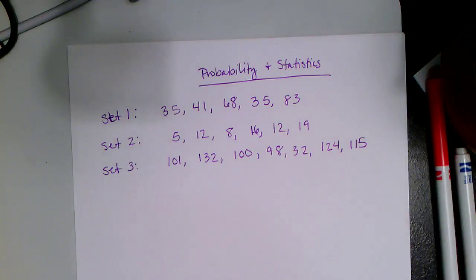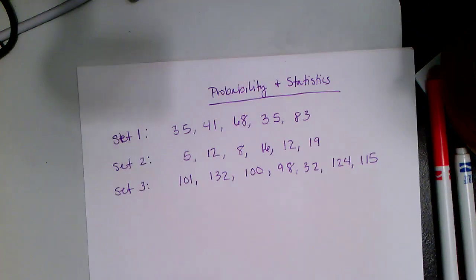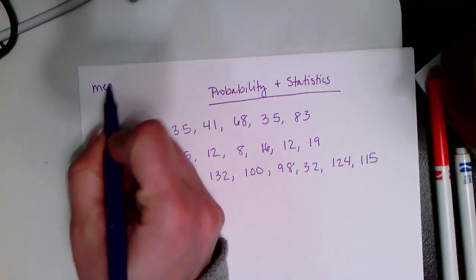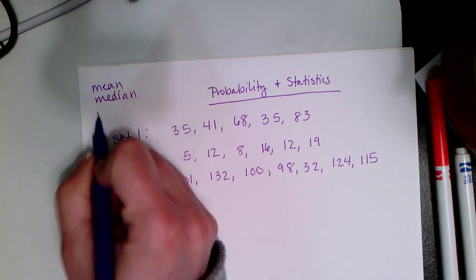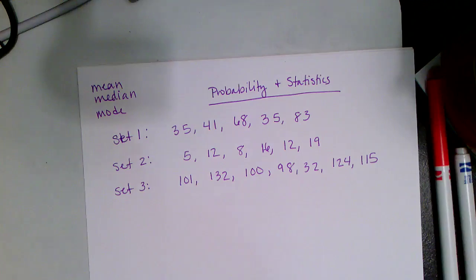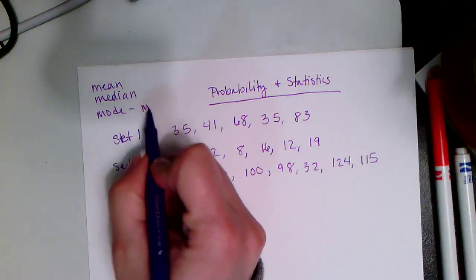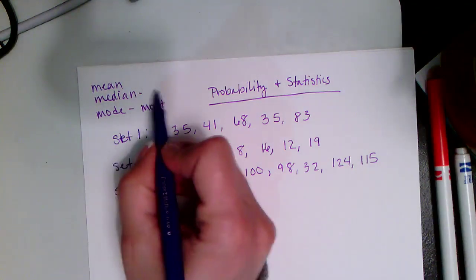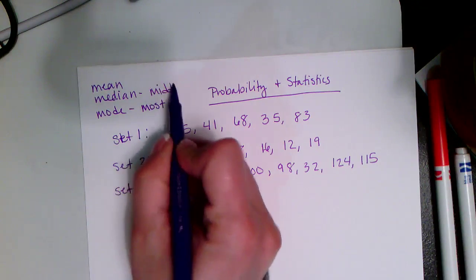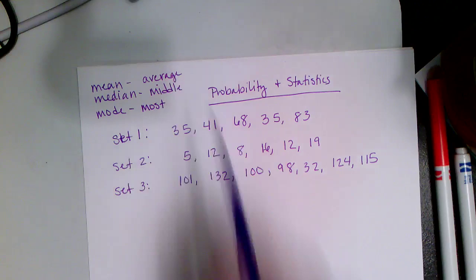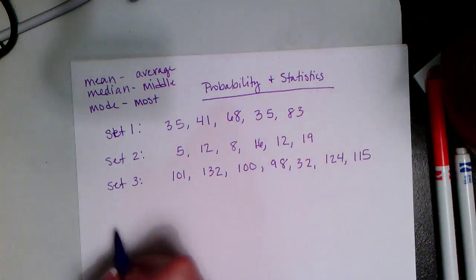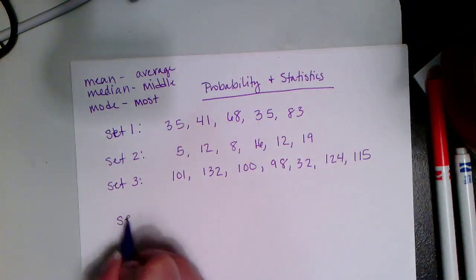All right. With probability and statistics, there's some pieces that you probably remember from long ago, and those are your mean, median, and mode. Okay? Remember, your mode is what happens most. Your median is in the middle, and then the mean is really your average. All right, so the first thing that you always want to do is put them in order.